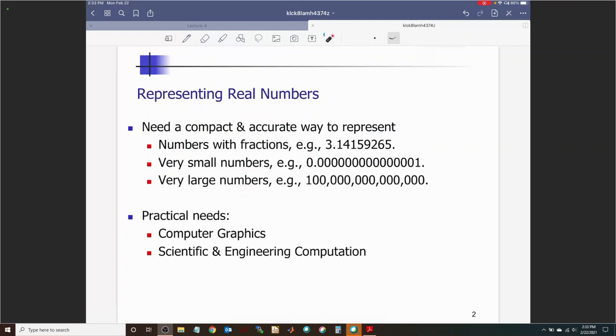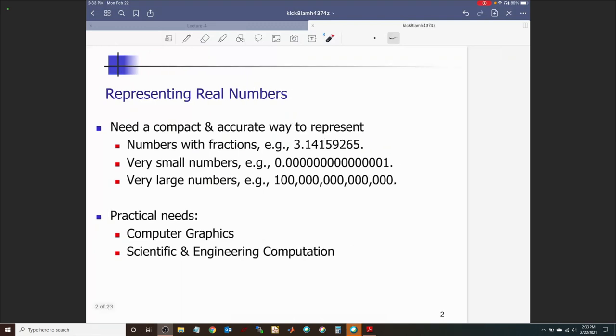The more bits you have associated with the fraction field, the closer you can get to the actual number, but there is going to be some representation error. We'll talk about how you can reduce that. So we need a way to represent fractions. We need a way to represent really, really small numbers. As you can see, this is 10 to the negative 12, 13, something like that. And very, very large numbers as well, right? Because you could need them in very practical situations such as computer graphics, scientific and engineering computation, and many other practical applications that need a representation of very, very small to very, very large numbers.